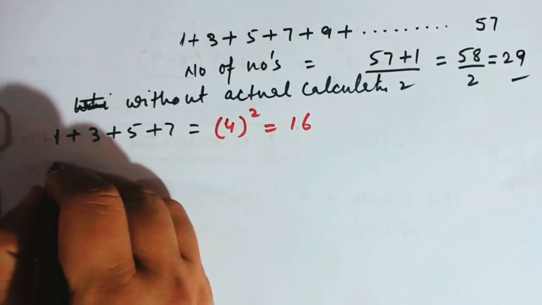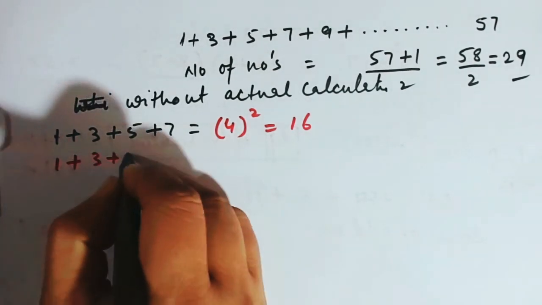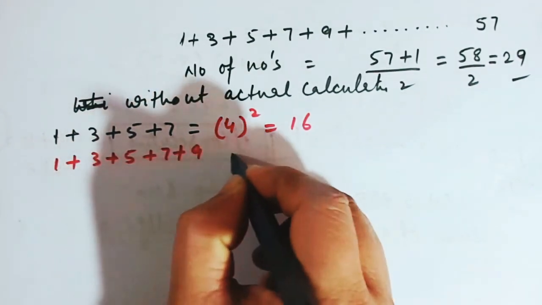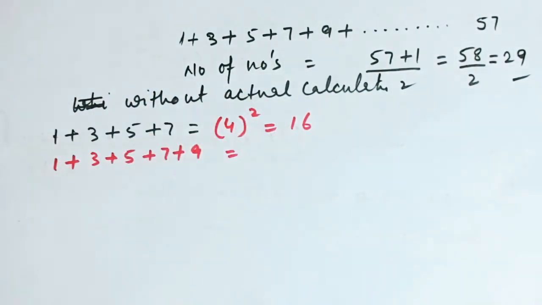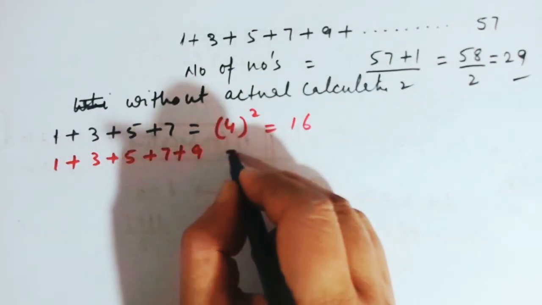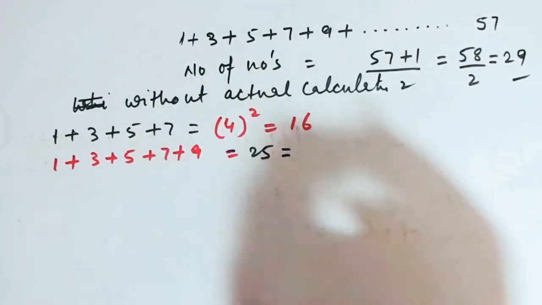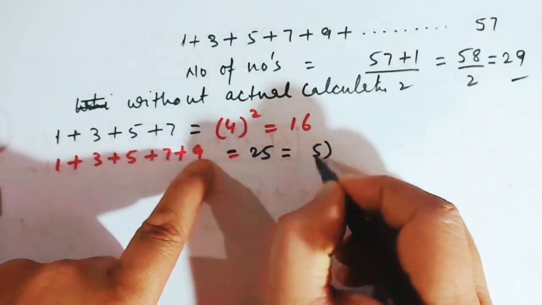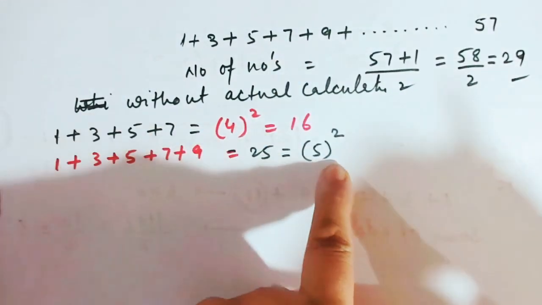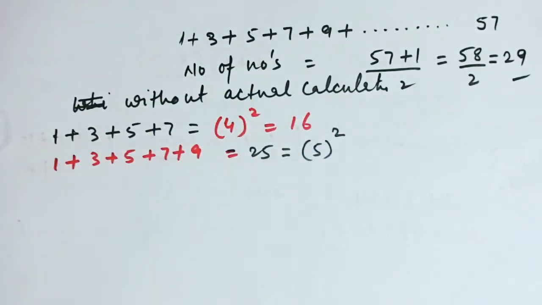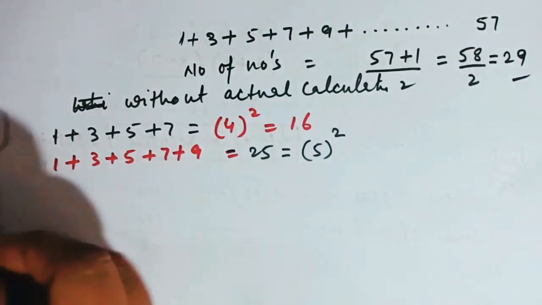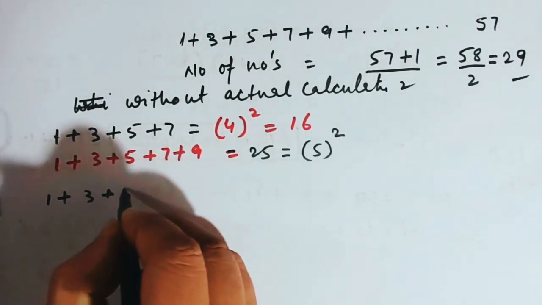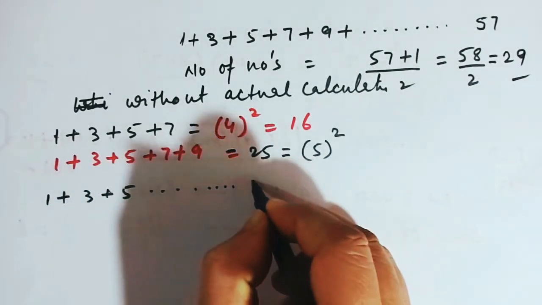Similarly, let me see. 1 plus 3 plus 5 plus 7 plus 9. When you add all of them, you will get 25, and this is equal to 1, 2, 3, 4, 5. 5 numbers are there. Just do the square of 5 and you will get 25. Clear? Similarly, if you have numbers like 1 plus 3 plus 5, it keeps on moving up till 23.